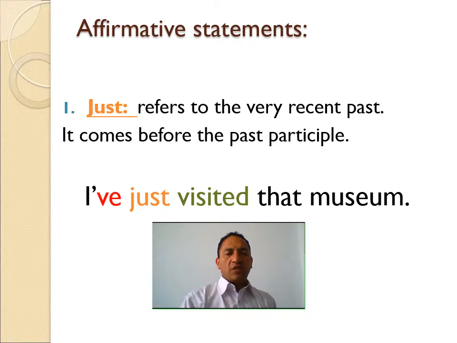In affirmative sentences, we are going to use the expression just, only in affirmative sentences. So, just refers to the very recent past. It comes before the past participle, in the middle of the auxiliary word and the principal verb. Example, I have just visited that museum.